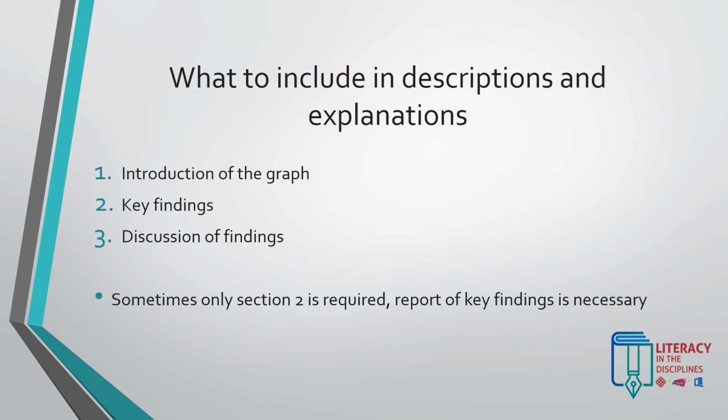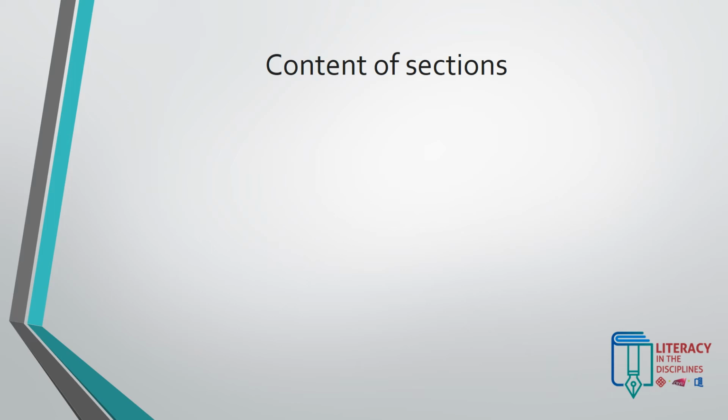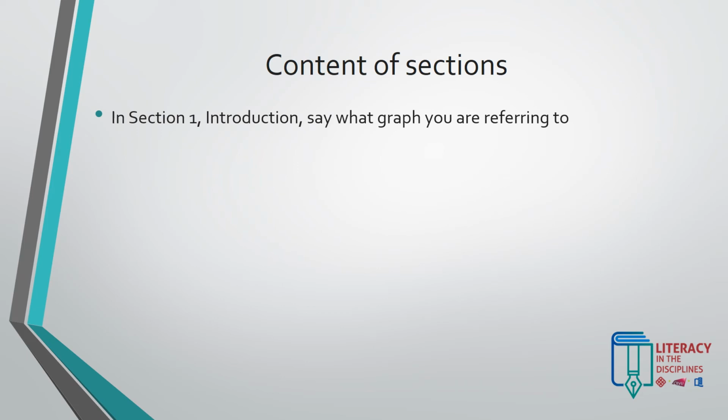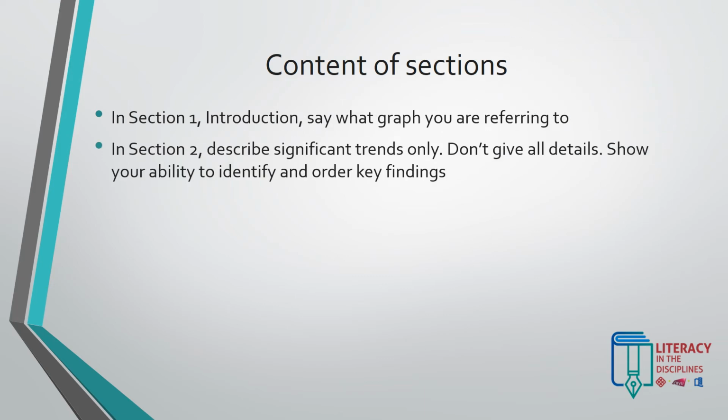Now we'll look at the content of these sections in a little more detail. In the first section, the introduction, you should simply say what graph you are referring to. The second section reports the key findings. This means you describe the most significant trends. Don't give all the details because you need to show you can recognize what is significant. You should describe the most significant trend first, followed by the second most important trend, and so on.